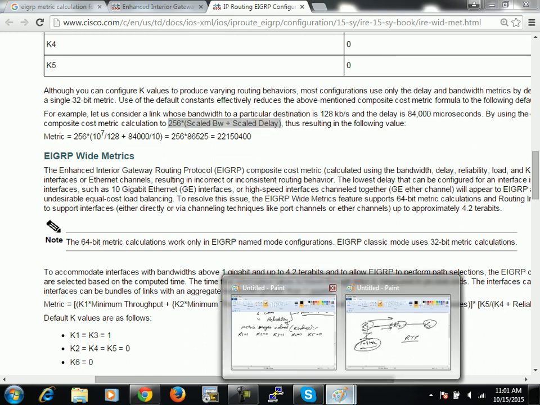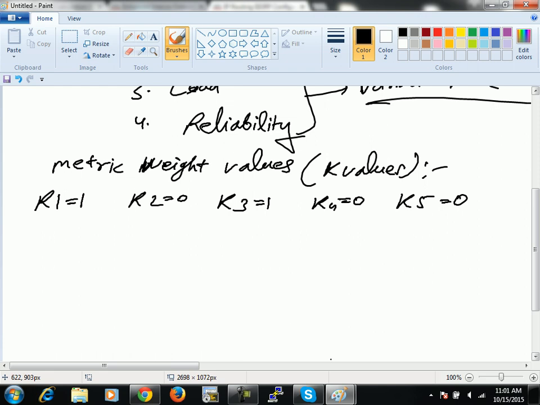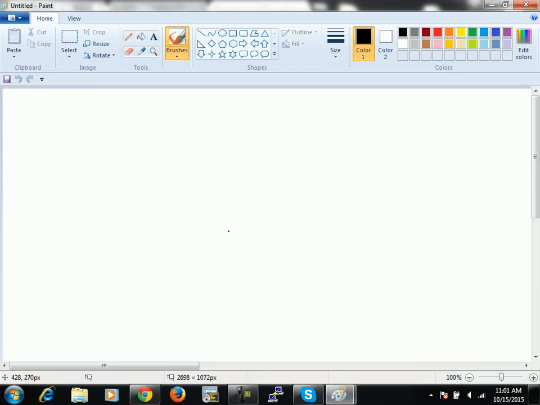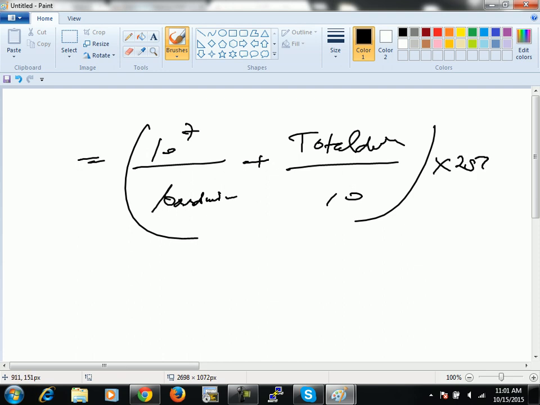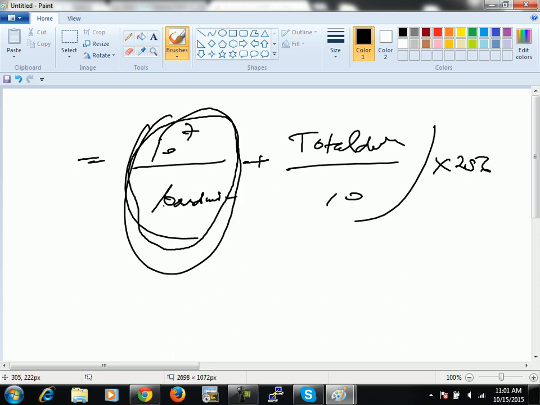Like if you remember from CCNP, you learnt the EIGRP metric calculation formula in this way: 10 raised to the power 7 divided by bandwidth. Do you remember that? Yes. Bandwidth plus total delay divided by 10 and multiplied by 256. In other words, this field, 10 raised to the power 7 divided by bandwidth, is known as scaled bandwidth.